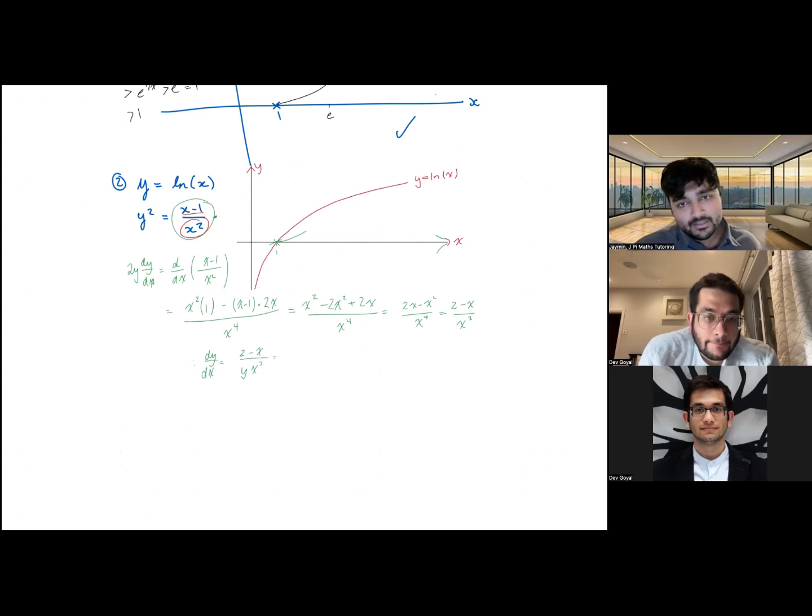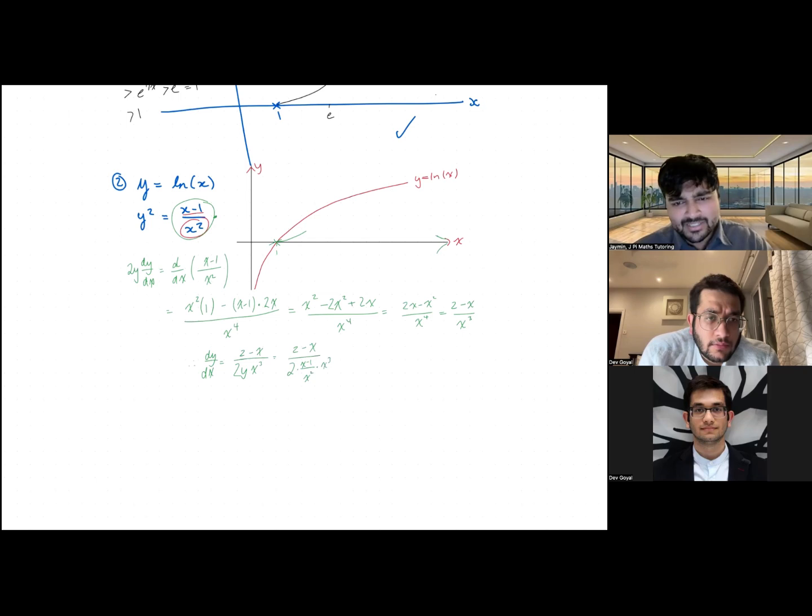Oh, sorry, yes, thank you. It should be 2y there. So 2 minus x over 2y. And y was x minus 1 over x squared. So 2 times x minus 1 over x squared times x cubed.